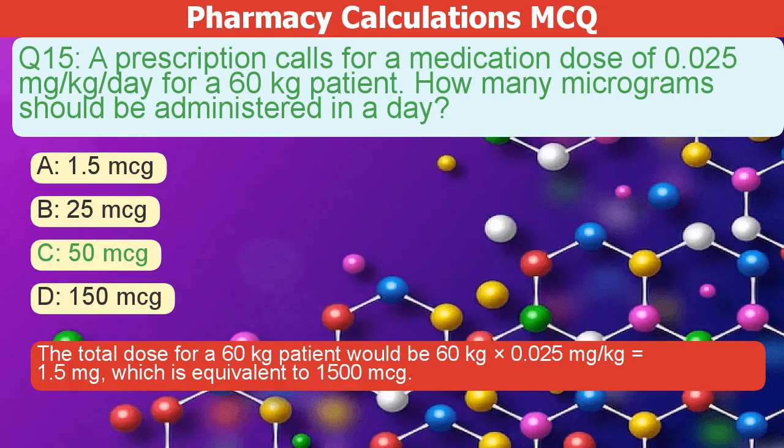The correct answer is C. The total dose for a 60 kilogram patient would be 60 kilograms times 0.025 milligrams equals 1.5 milligrams. That's equivalent to 1500 micrograms.